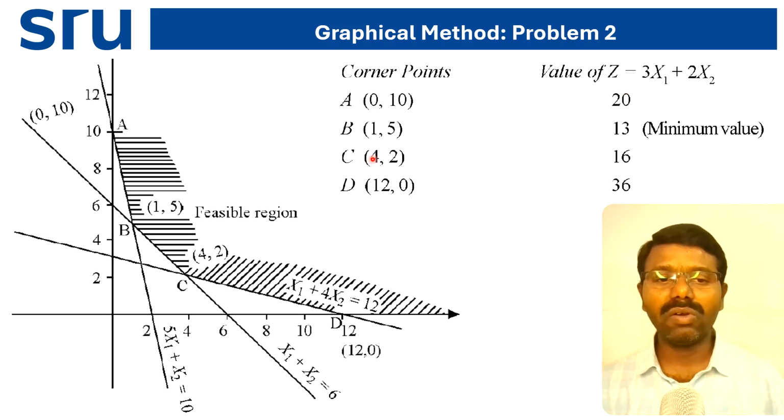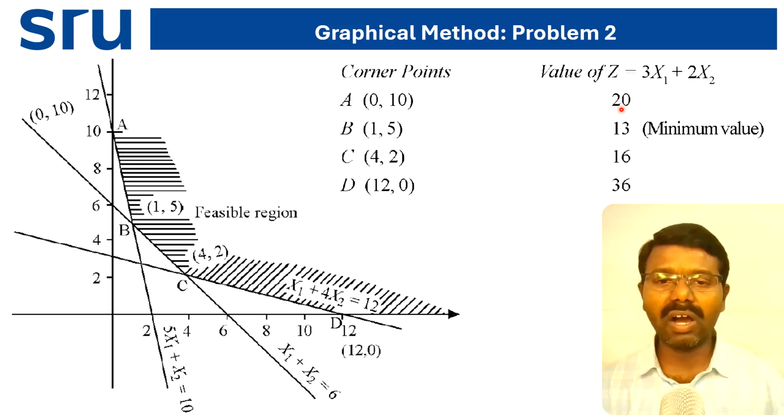And point B, 1 comma 5. If you substitute, it becomes 1 into 3, so 3, plus 2 into 5, so 10. 10 plus 3, so 13. And then C, if you substitute 4 comma 2 and 3 into 4 plus 2 into 2, it becomes 16. And D, point 12 comma 0, if you substitute 3 into 12, 36 plus 0, 36.